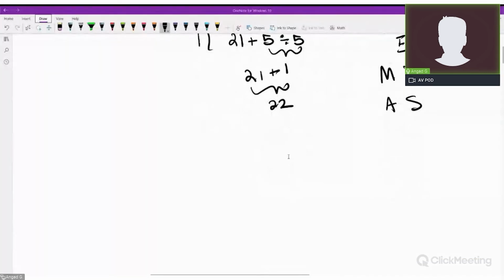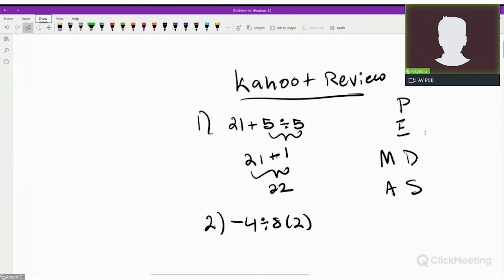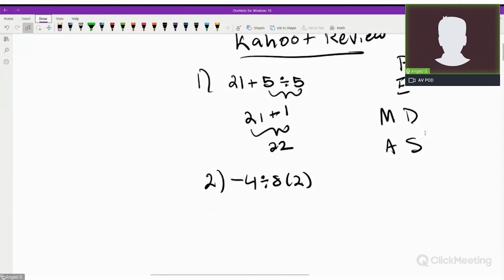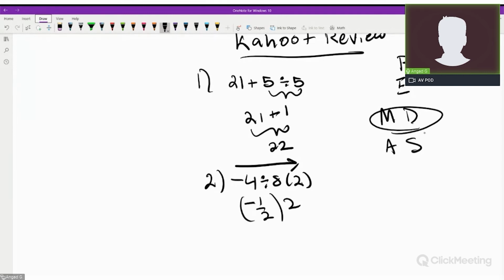All right. Number 2 is -4 divided by 8 times 2. Remember, just because it's PEMDAS and in the letters P, M is before D does not mean that we do multiplication before division. We read left to right because multiplication and division are on the same row. They're on the same level. So we're going to read left to right. What's -4 divided by 8? -1/2. What's -1/2 times 2? -1. And that's our answer right there. Do you guys get that?